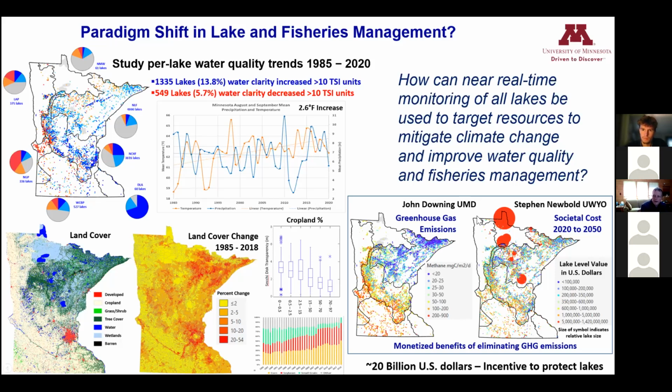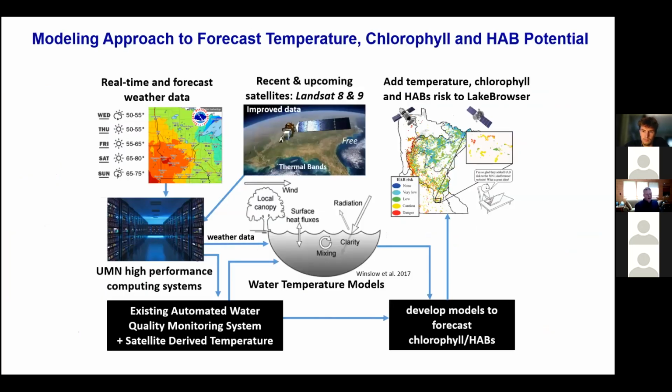Why do we care about water quality for the greenhouse gases? For the greenhouse gas emissions, a lot are in the agricultural areas. If we look at societal costs, some of these larger lakes have a big impact because they're so large, but also a lot of the agricultural lakes also have a big impact as well, even though they're fairly small.